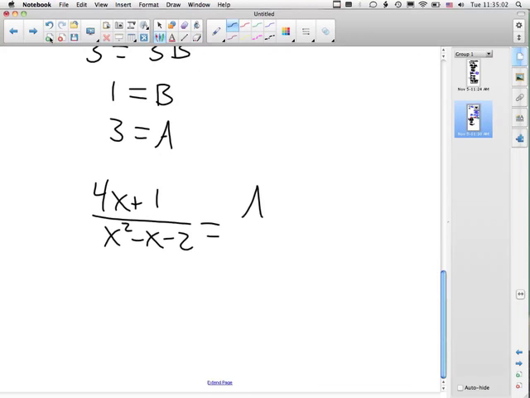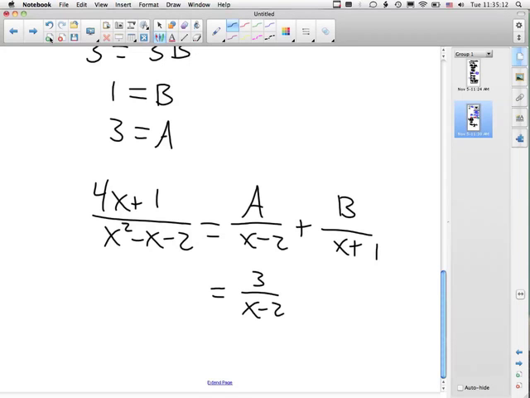Remember we said that was a over x minus 2 plus b over x plus 1. So apparently it's 3 over x minus 2 plus 1 over x plus 1, which is how we started the whole session. Okay? So that's it for partial fractions.